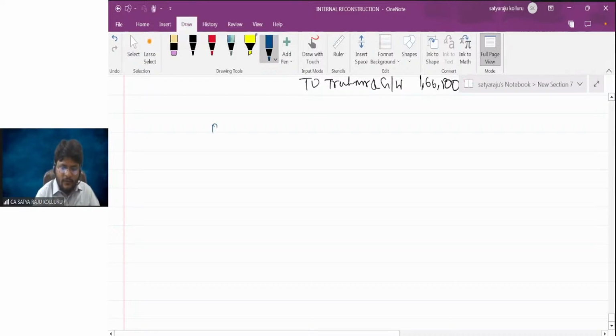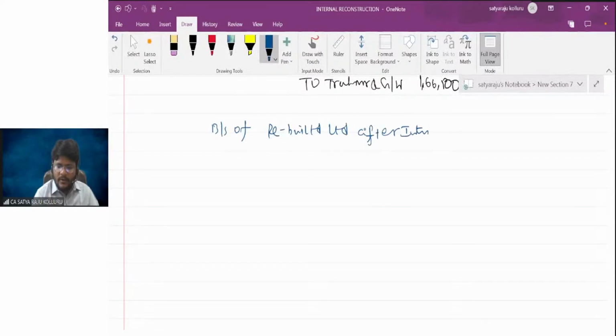So balance sheet of Rebuilt Limited, in bracket, Rebuilt Limited after reconstruction, simply, after internal reconstruction.